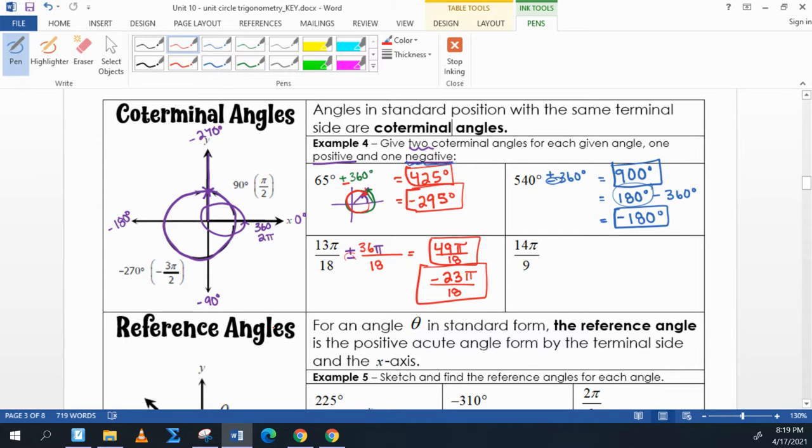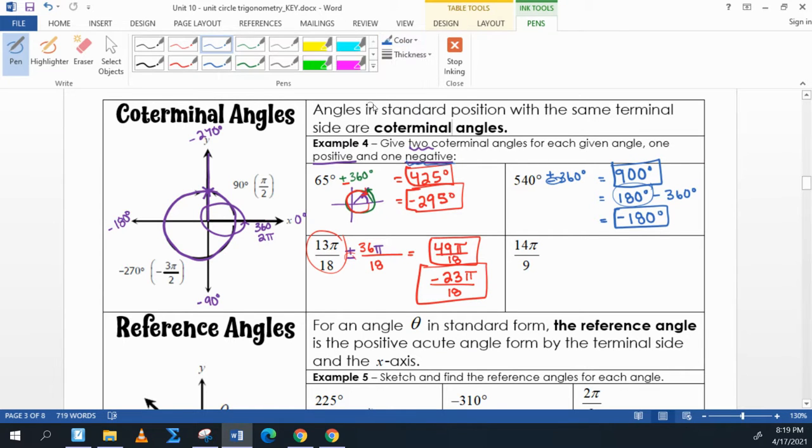Now, some students want to convert this to degrees and then just add and subtract 360. That's fine. If you do that on your homework and on the test, I don't care too much. I think it's a little bit of extra work. So that's why I would just add the 2 pi, but you're welcome to convert it if you'd like.